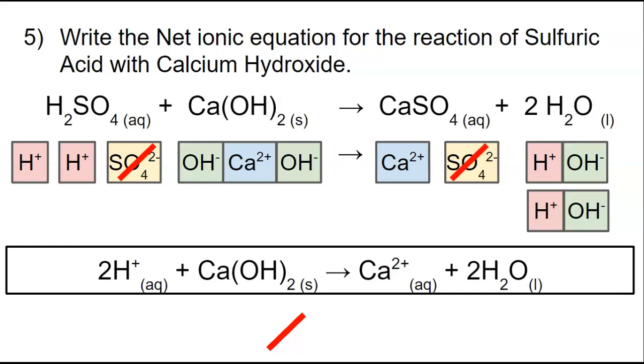All right, so I hope you found this video helpful to visualize what happens in a net ionic equation. Remember, we split things apart that are strong electrolytes, which include strong acids and soluble ionic compounds. Everything else stays together as a molecule, and then we cancel things out that are separate ions on both sides.